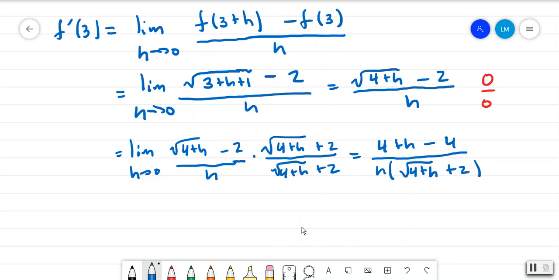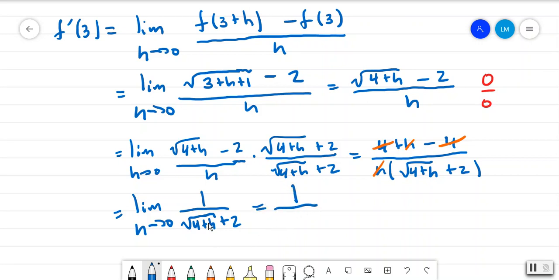Now, we see that the 4's cancel out, and also a factor of h cancels out too. So this simplifies a little nicer. This is the limit as h approaches 0 of 1 divided by the square root of 4 plus h, plus 2. If you take the limit of that, you end up with 1 over root 4, which is 2, so 2 plus 2, and that equals 1/4. So that means the slope of the tangent is equal to 1/4.